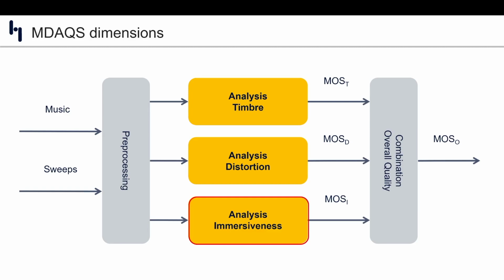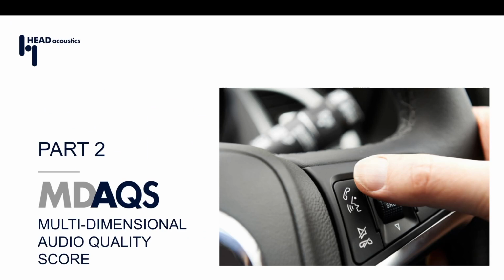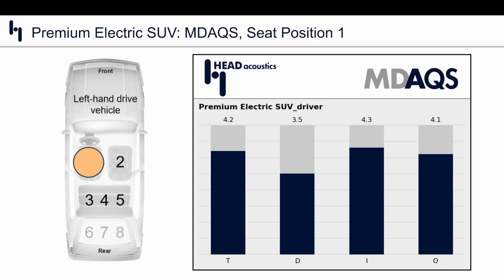Oh, wait, MDAQS is done. Let's take a look at the results. Here are the MDAQS scores for one of the vehicles we tested, a premium electric SUV. We tested this vehicle in all seat positions, but for now, we'll focus only on seat position 1, the driver. MDAQS rates from 1 to 5, 1 being the worst, 5 being the best. If we take a look at the furthest bar on our graph, our MOS-O, the overall evaluation, is relatively high, sitting at 4.1. It's crystal clear what the average consumer would think of this audio system. They would rate it a 4.1 out of 5.